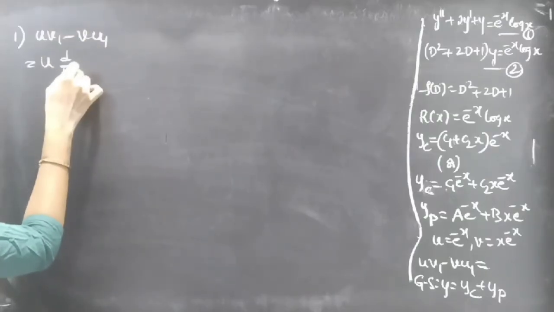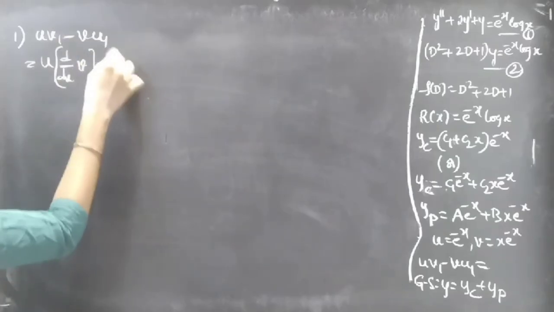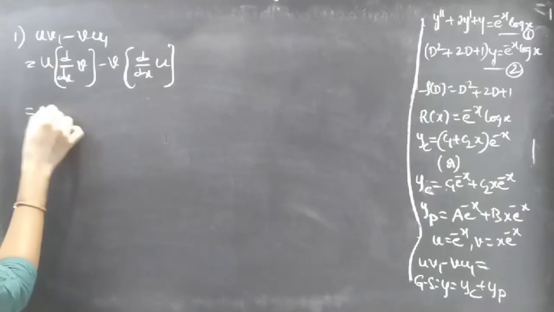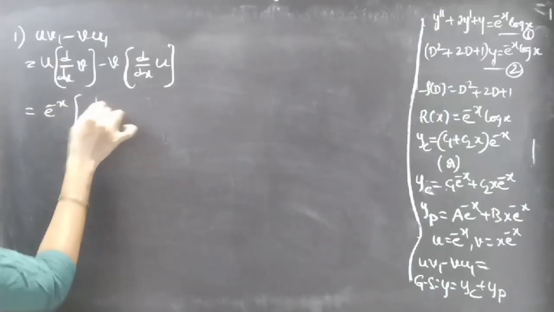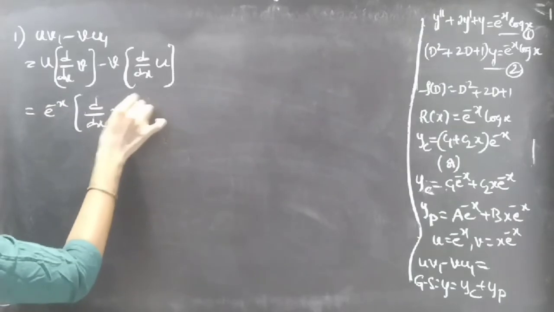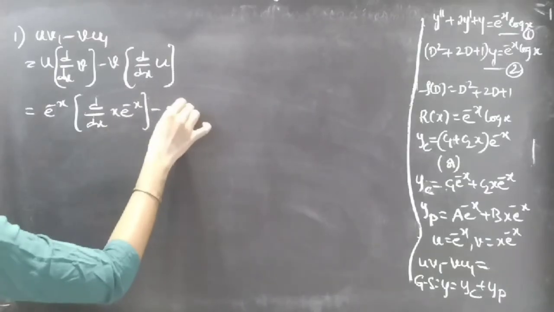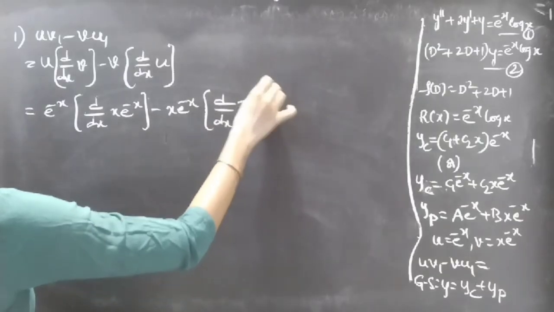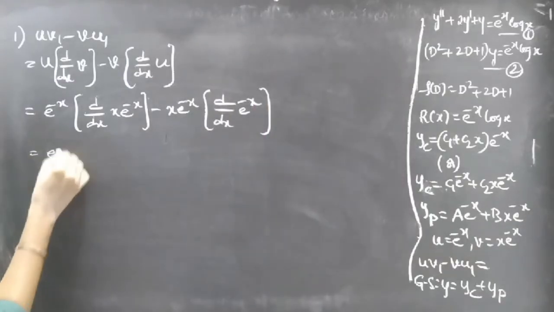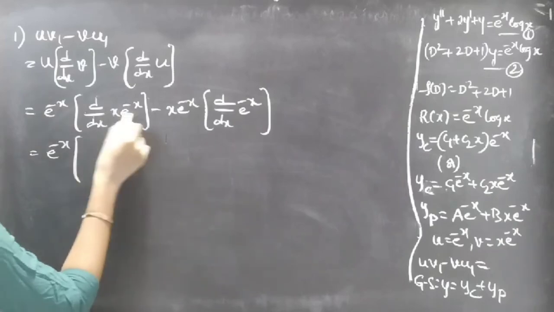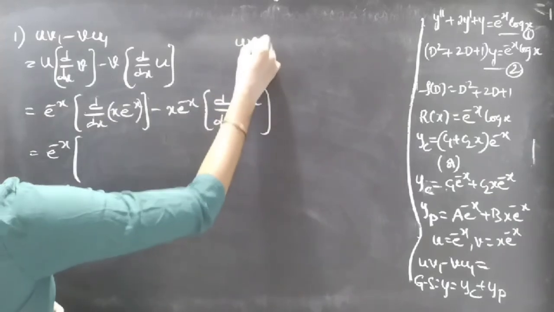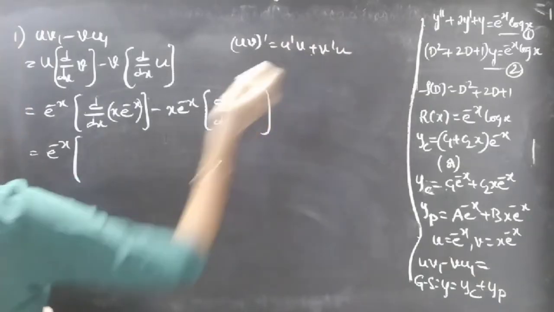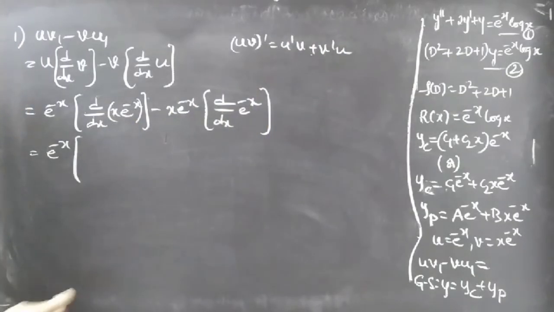v1 is nothing but derivative of v with respect to x, minus v into u1, which is nothing but derivative of u with respect to x, equals u e power minus x into derivative of v, x e power minus x, minus v into derivative of u with respect to x. This gives us e power minus x of derivative of u into v; we have (uv)' equals u'v plus v'u, right? We are going to apply this formula to find derivative of x e power minus x.